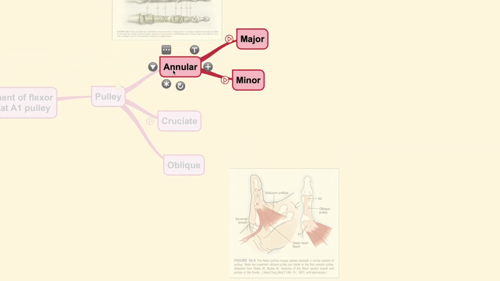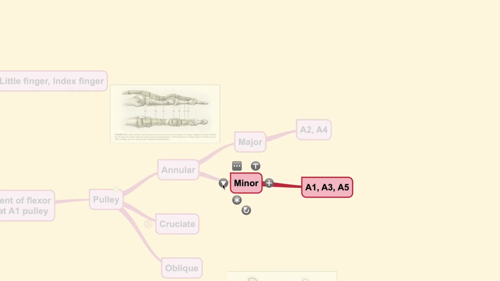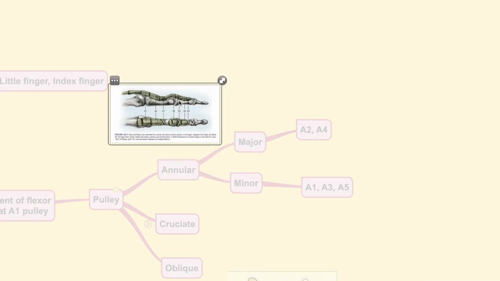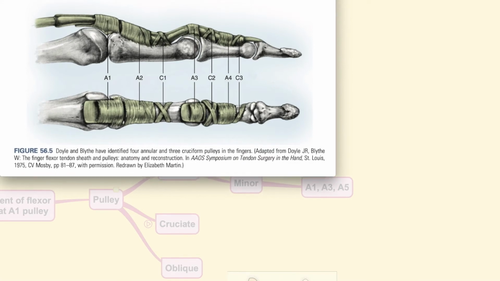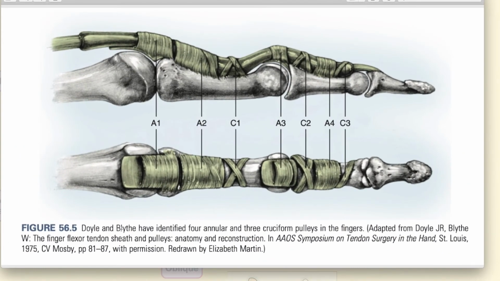The annular pulley is further divided in some literature into major and minor pulleys. Of the major pulleys, the A2 and A4 both maintain the flexor tendon in its place during finger flexion. In other words, they prevent bowstringing of the tendon. Let us take a look at a picture here depicted by Doyle and Blythe.